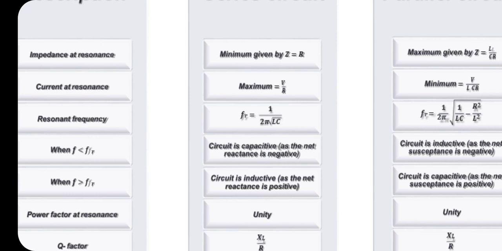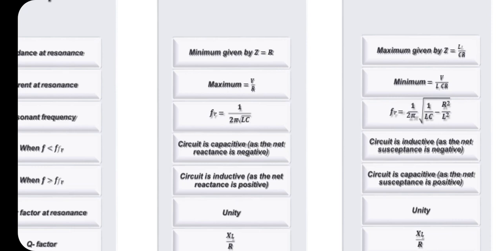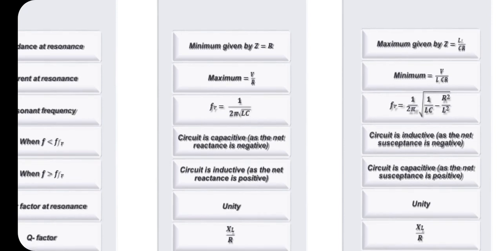Now when F is less than Fr, the series circuit is capacitive, as the net reactance is negative. But in the parallel circuit, when F is less than Fr, the circuit is inductive, as the net susceptance is negative, right? If F is greater than Fr, the series circuit is inductive, as the net reactance is positive. But in the parallel circuit, the circuit is capacitive, as the net susceptance is positive.